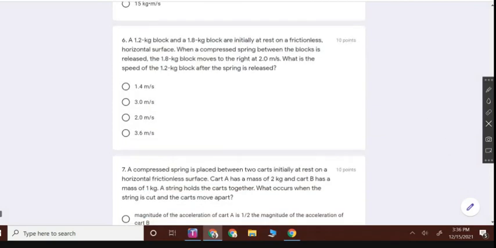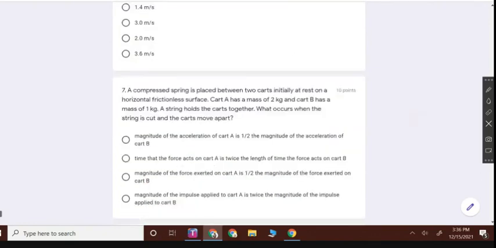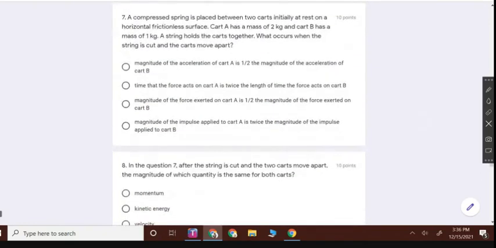There's another one. They're at rest, and a compressed spring pushes them apart. I want to find different problems. A compressed spring is placed between two cars initially at rest. Car A is 2, car B is 1. The string that holds them together is cut. What occurs? Well, that's a good one. Read number 7. Tell me what occurs.